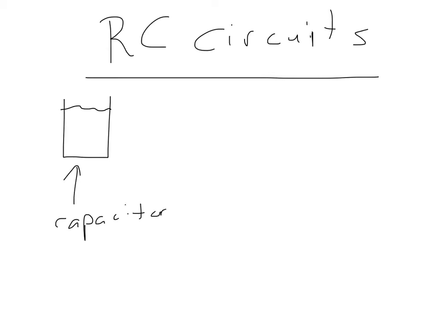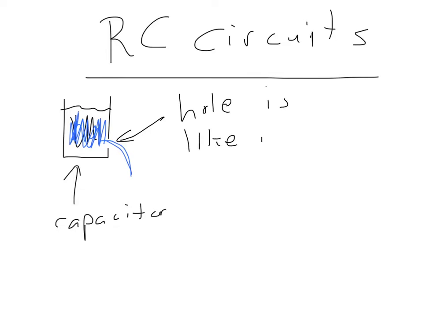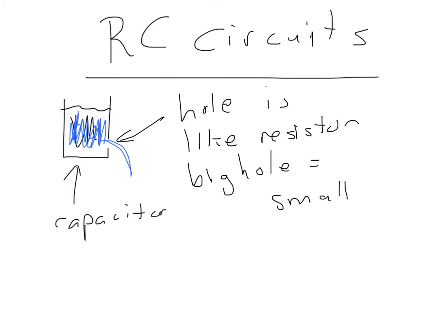And the cup of water has a hole in it. And that hole is kind of like your resistor. And out of the cup of water, through the hole, pours out the water. So the bigger the hole, the smaller the resistor. So a small hole means a big resistor. Alright, so that's just conceptually what's going on.